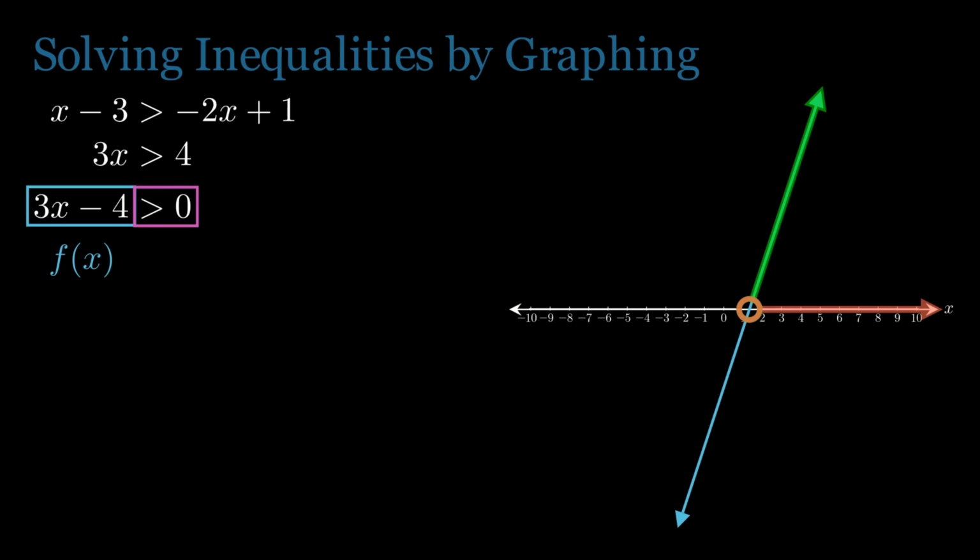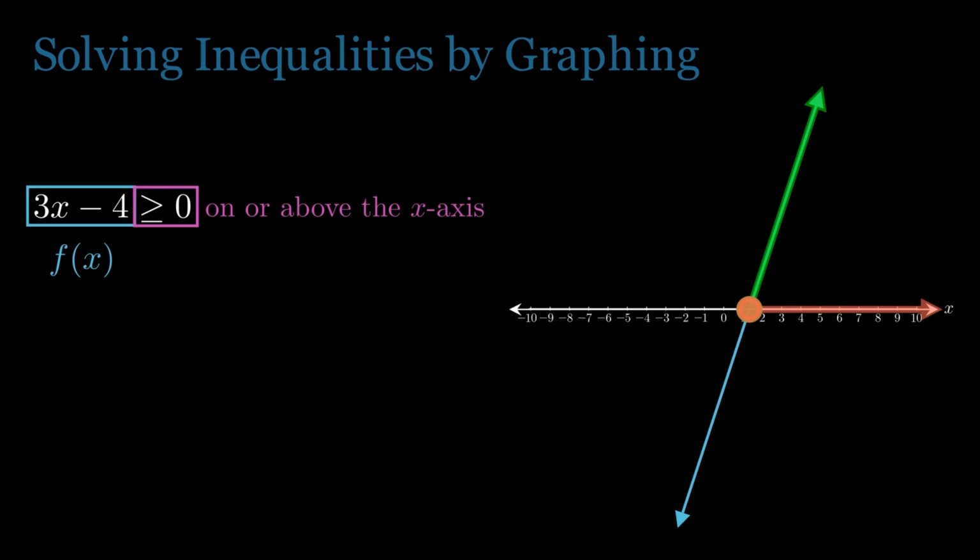Now, our inequality was of the form greater than 0, which means above the x-axis. So we were looking at the part of the graph of the left-hand side that is above the x-axis and identifying the corresponding x interval. We can have three other types of an inequality with 0 isolated on the right-hand side. Greater than or equal to 0, which will mean on or above the x-axis and its corresponding x interval.